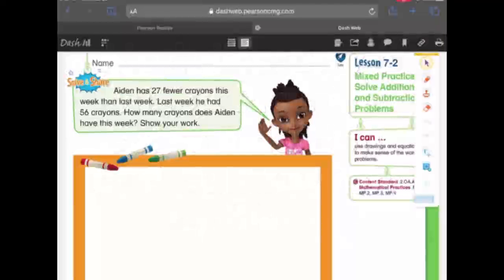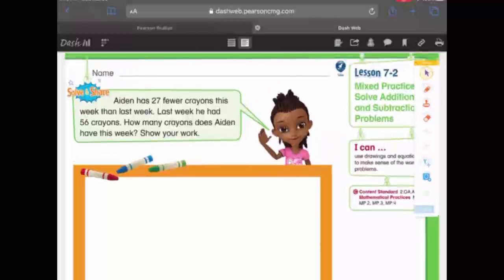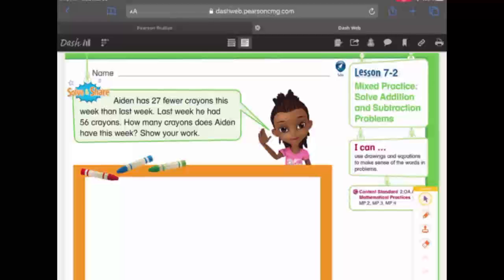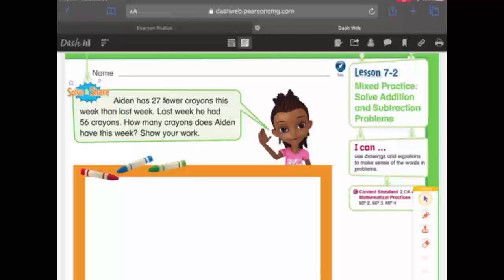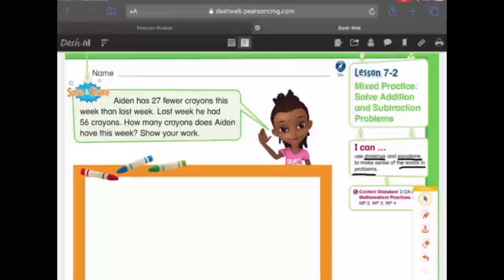So for today's math lesson, we're working with 7-2 mixed practice, solve addition and subtraction problems. The I can statement is I can use drawings and equations to make sense of the words in problems. That means that we're going to find different ways, just like we did yesterday, to model the equations hidden inside word problems.